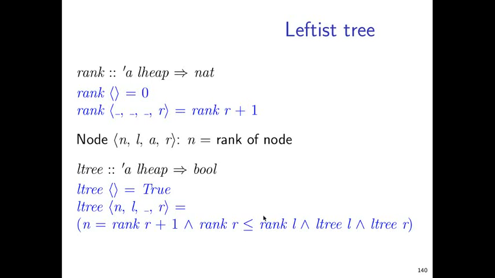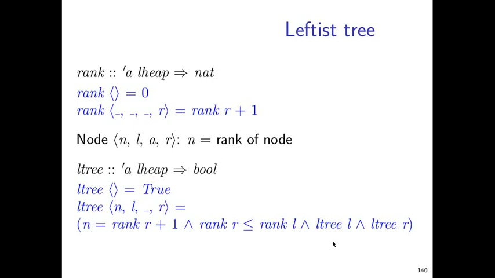This smaller-than is the invariant for the leftist heap. So the rank of the right subtree is smaller than the rank of the left subtree, and both children are leftist trees again. Sorry if I mix up leftist heap and leftist tree. I think it's called consistently leftist tree here. Okay.